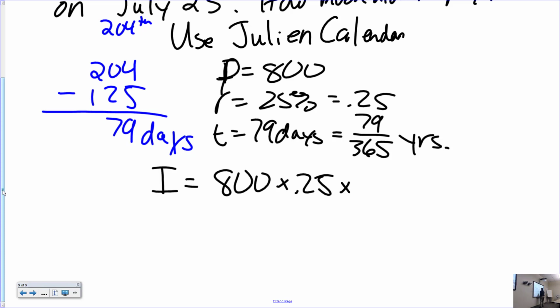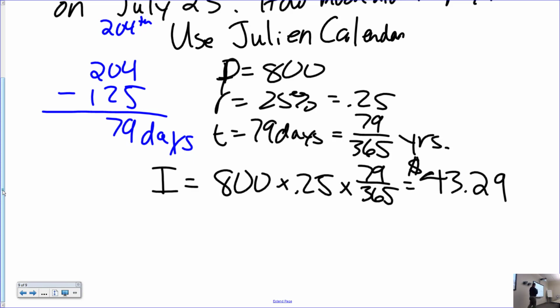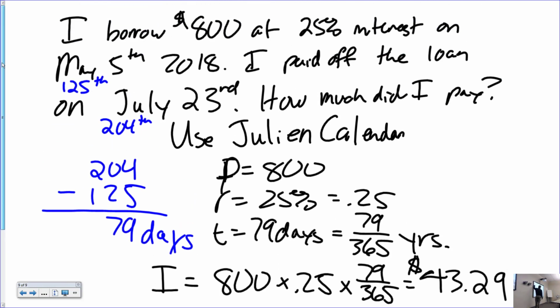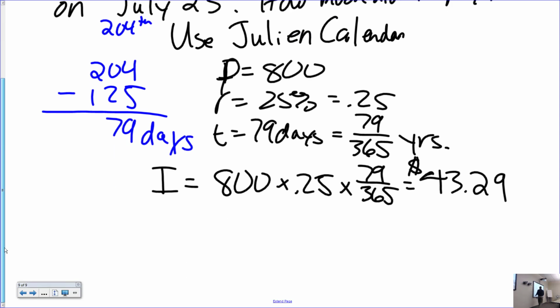800 times 0.25 times that wonderful fraction, 79 365ths. Which is weird, but again, remember, it's just times 79 divided by 365. It's 43.5. Again, please make sure you round to the appropriate penny. Since it's 43.287, you round it up to 43.29. And then remember, folks, technically, how much did I pay, though? You have to add that. $843. Yeah, uh-huh.